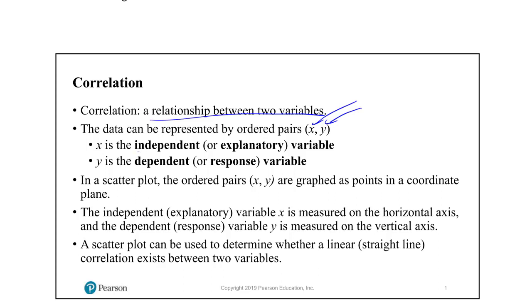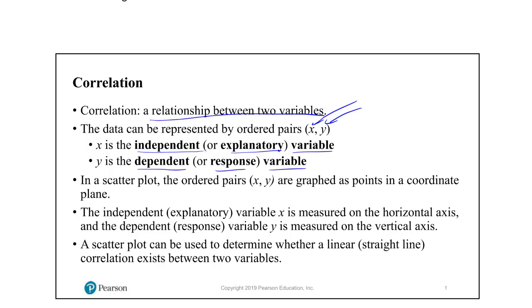So X is going to be the independent or explanatory variable, and Y is the dependent or response variable. X is the thing that we're trying to maybe establish as explaining why something is happening, and Y is the response, the thing happening, and we're trying to measure that based on the X.